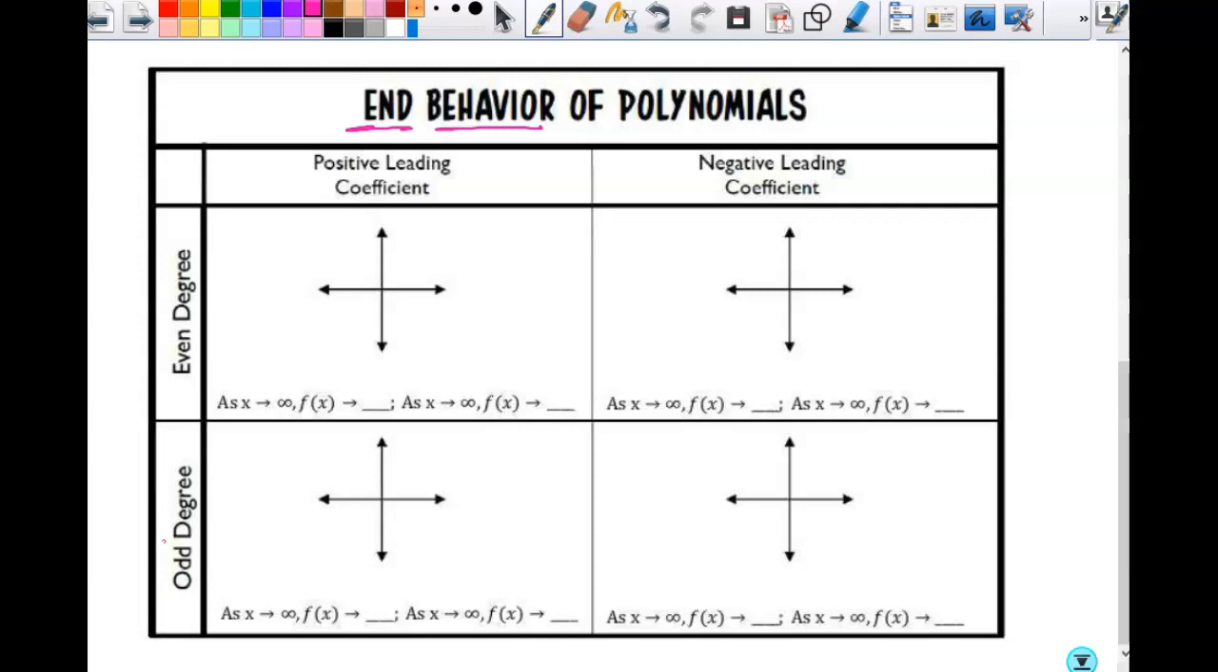So if you have an even degree positive leading coefficient, then the end behavior is going to be just like the end behavior of a quadratic. It's going to be up, up. So it's going to look like this. So what this is saying is, as x approaches infinity, f of x approaches infinity. And then this should say, as x approaches negative infinity, and I forgot to fix it, then f of x approaches infinity. I'm a victim of cutting and pasting there.